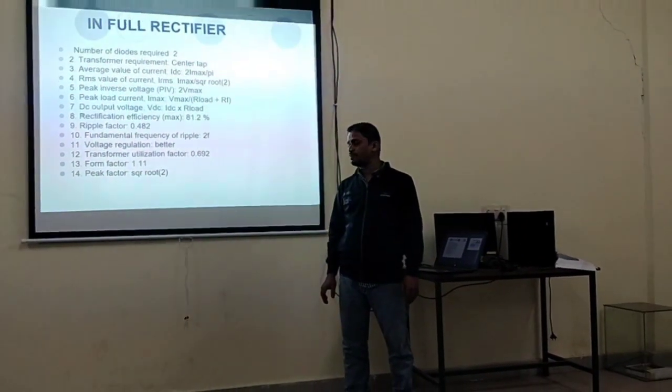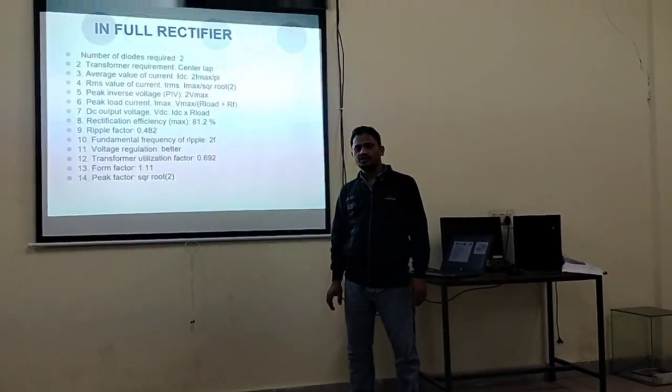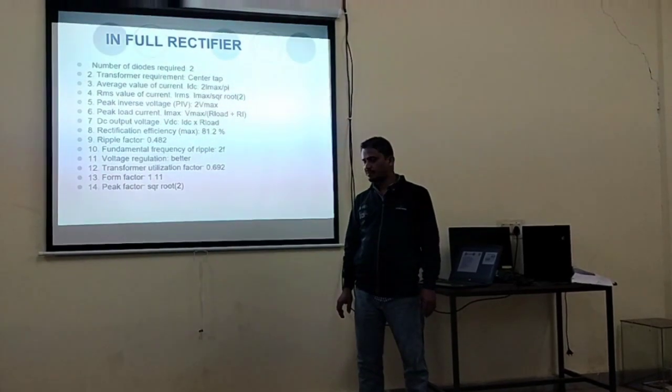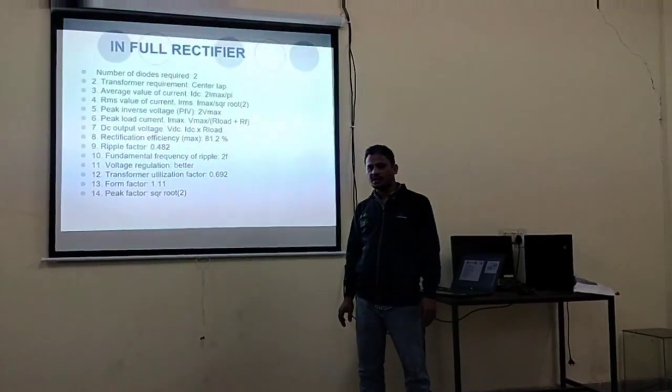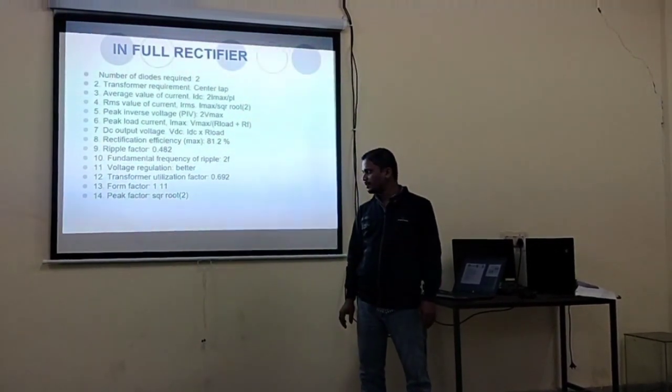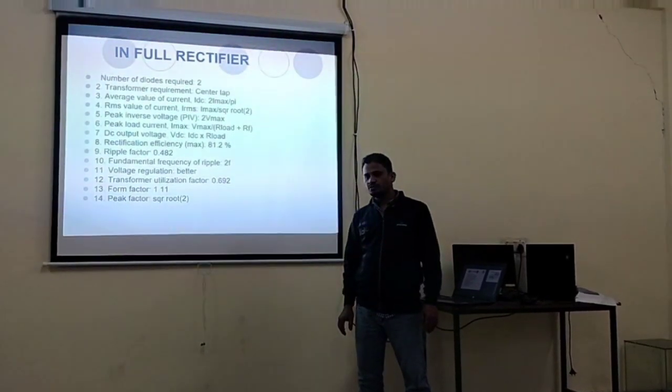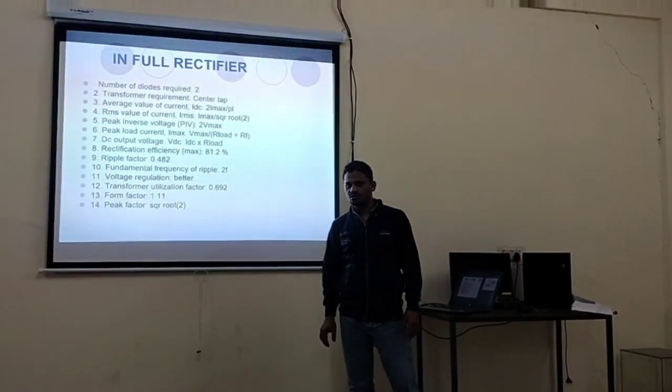Point number 13, form factor. What is form factor? This is the ratio of the RMS value to the average value, RMS current by average current, and it is 1.11. Peak factor is equal to the square root of 2.